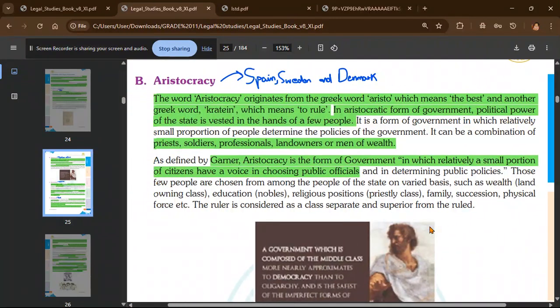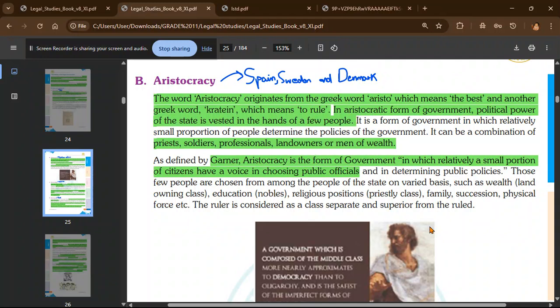Then we have aristocracy. Aristocracy prevails in Spain, Sweden, and Denmark. The word aristocracy originates from the Greek words aristos, which means the best, and kratos, which means to rule.